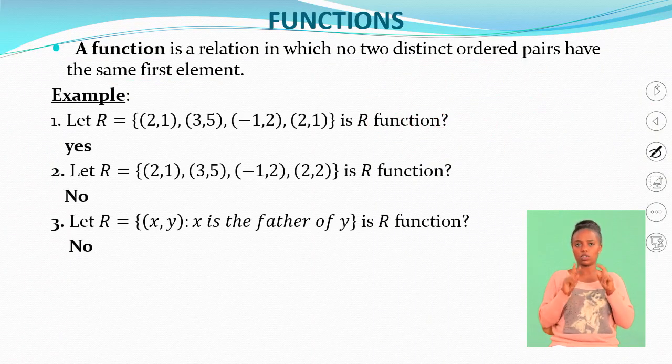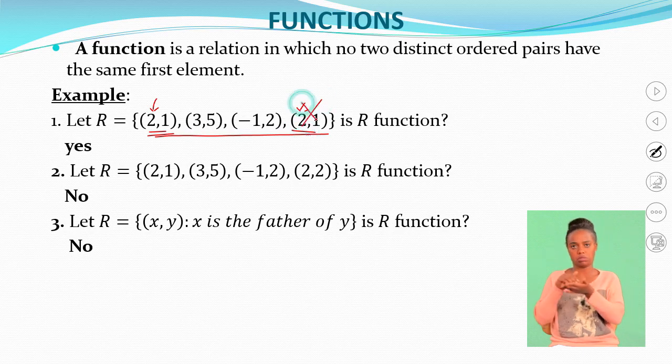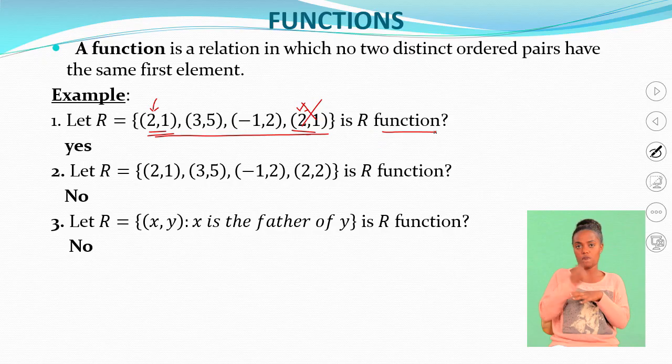Okay, now let's see an additional example here. Let R be given as this one. If you are asked to check whether this is a function or not, look at the first ordered pair. The first ordered pair here is repeated, but these two are the same, so you can cancel this one. This will be a function. It will be a function.